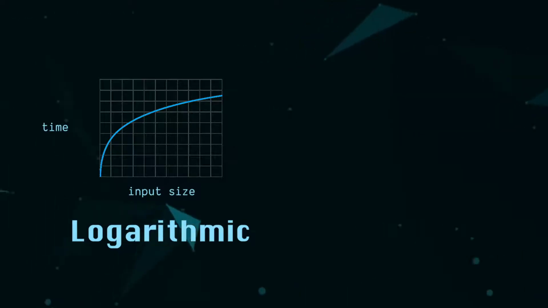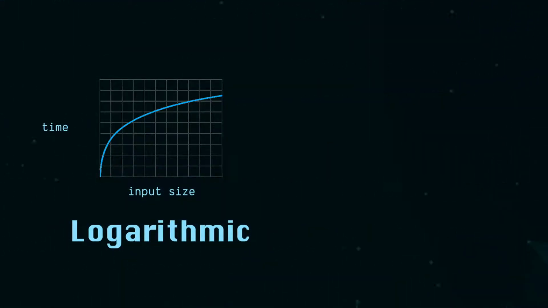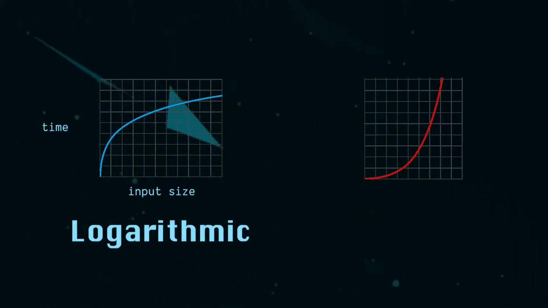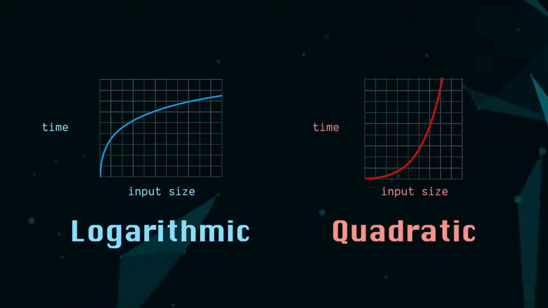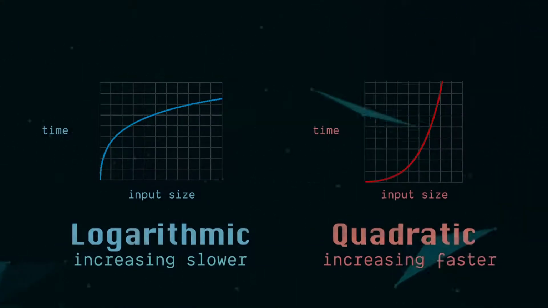This is going to be the first time we see logarithmic time complexity, and don't worry, I'm not going to make you calculate logarithm like math class. Log is effectively the inverse of n squared or quadratic time. So while quadratic increases at an increasing rate, log is increasing at a decreasing rate.